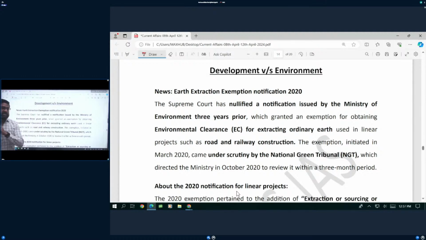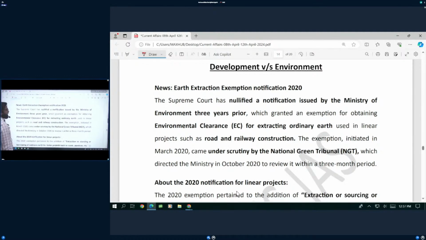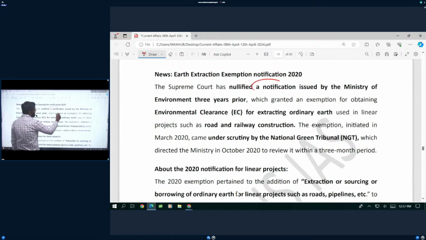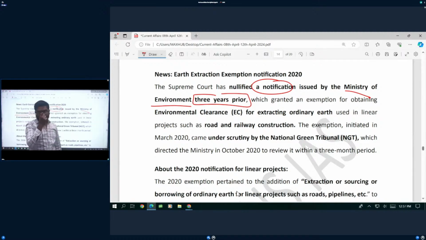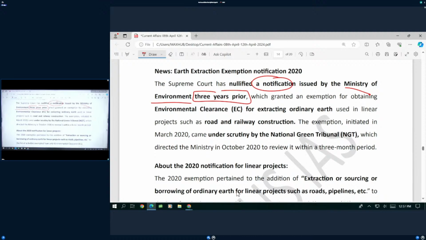Supreme Court has given a judgment recently. Supreme Court has nullified a notification issued by the Ministry of Environment 3 years prior, in 2020. In 2020, Ministry of Environment issued a notification. In that notification, they did a very innovative thing.